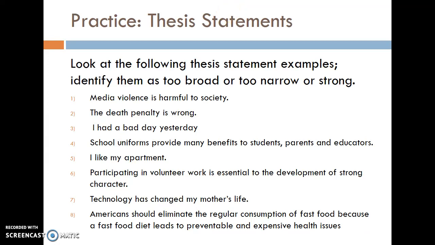All right, so let's look at these. Let's practice with these thesis statements. We're going to identify them as either too broad or too narrow or too strong. So I'll give you a minute to read through these and you decide your answer.